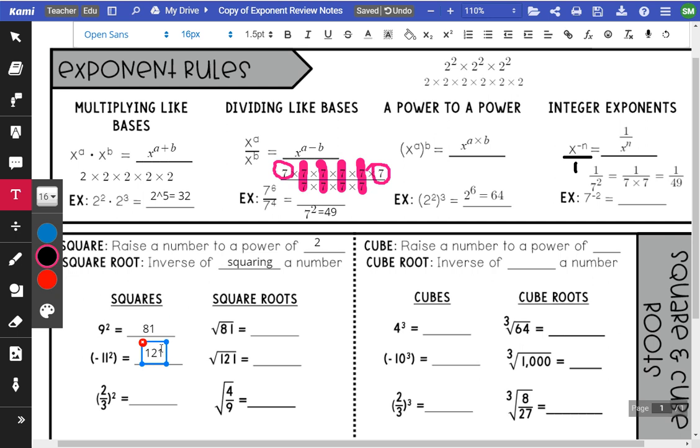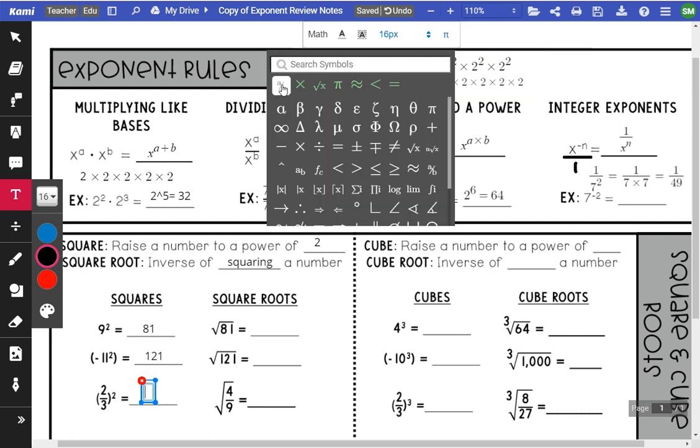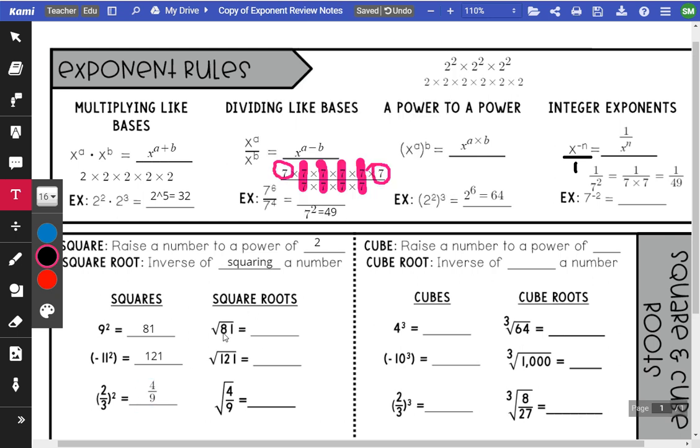So positive 121. When we square a fraction, we just square the numerator and square the denominator. So I'm going to get a fraction here. And 2 squared, 2 times 2 is 4. And 3 squared, 3 times 3 is 9. So 4 over 9 is 2/3 squared. Now, to undo that, we take the square root.